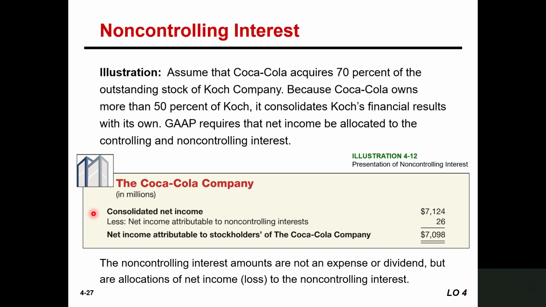$7,124,000, less net income attributed to non-controlling interest. And so the net income attributed to the stockholders of the Coca-Cola Company is $7,098,000. And so the non-controlling interest amounts are not an expense or a dividend, but allocations of net income or loss to the non-controlling interest.